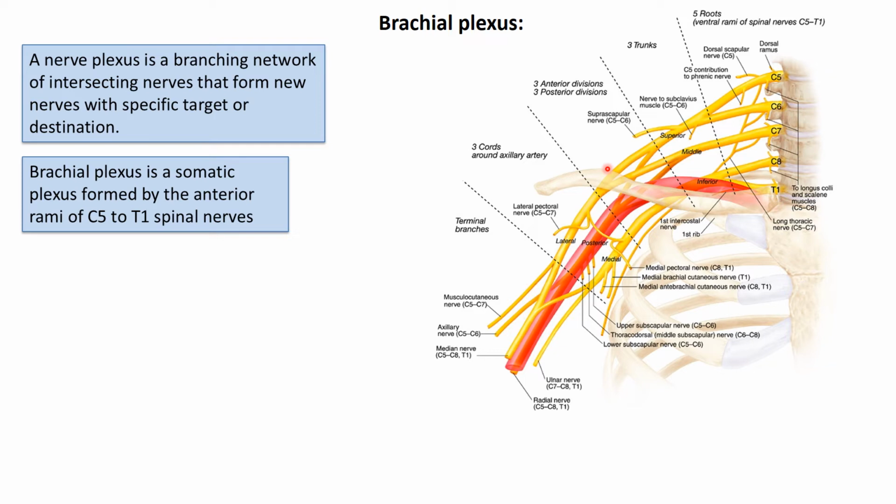Okay, so it's a somatic plexus. Eventually you will know the difference between somatic and autonomic. If you don't know already, eventually we'll cover those things as well. So now let's see how the brachial plexus is formed. Now let's make sure of one thing. We are talking about the contents of the axilla, right?